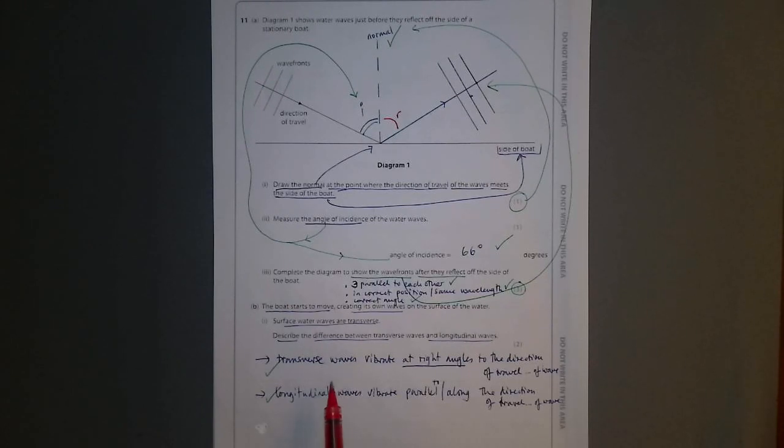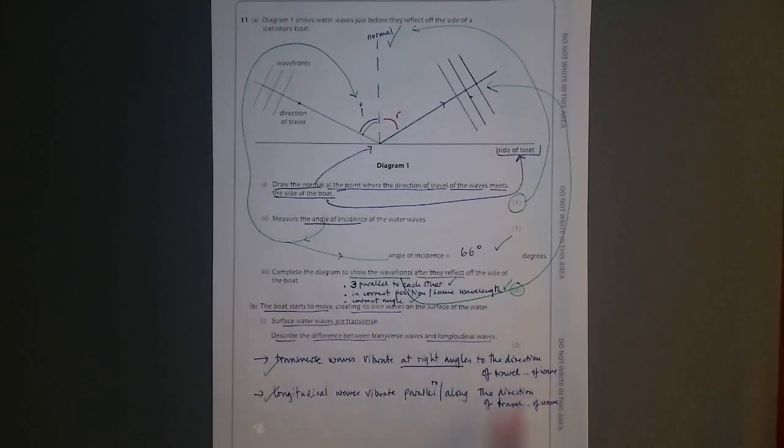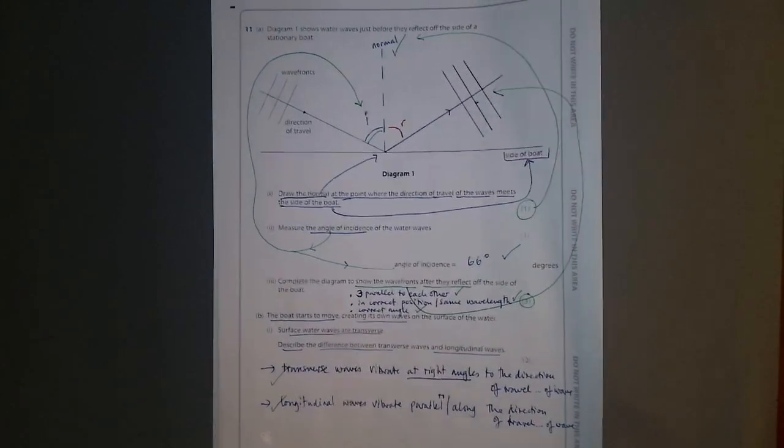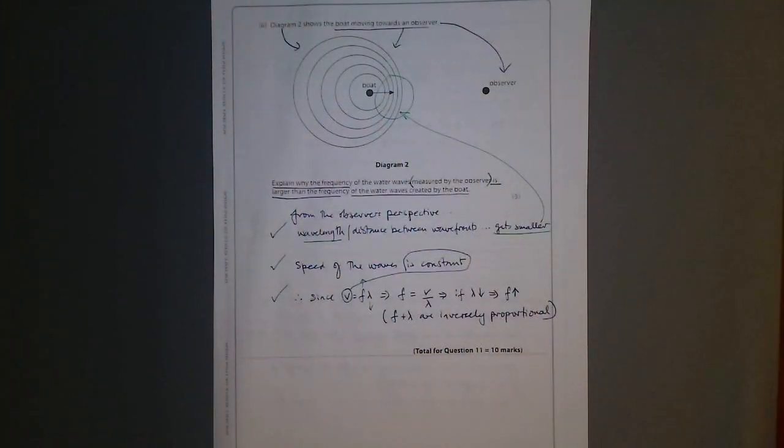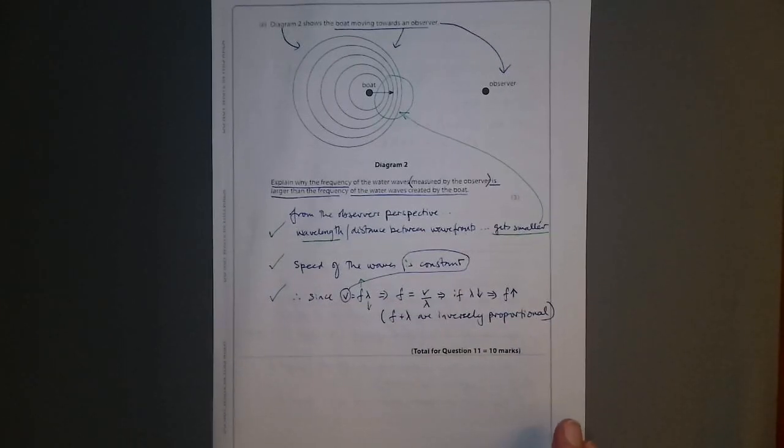Okay. It then wants you to know the boat starts to move, creating its own waves on the surface of the water. Surface water waves are transverse. They want you to just describe the difference between transverse and longitudinal waves. And in fact, because it's a combination paper put together for the mock exam, we've had this question before earlier in the paper. So transverse waves vibrate at right angles to the direction of travel of the wave, and longitudinal waves vibrate parallel to or along the direction of the travel of the wave. They just want you to know the actual basic definition of transverse and longitudinal. Again, feel free to stop the video at any stage when you want to go through the answers in more detail or make notes.